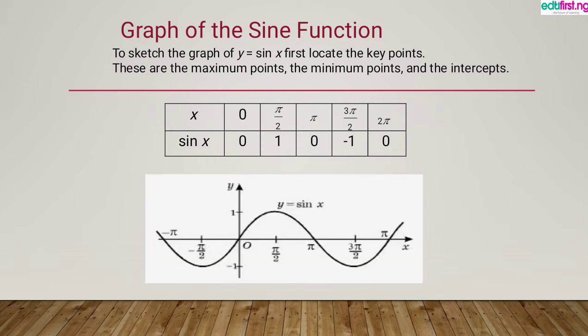Look at it in the graph. It starts from 0 because sine 0 equals 0. Then sine pi over 2 equals 1, and that's how it moves from 0 to 1 to minus 1, then to 0 again.